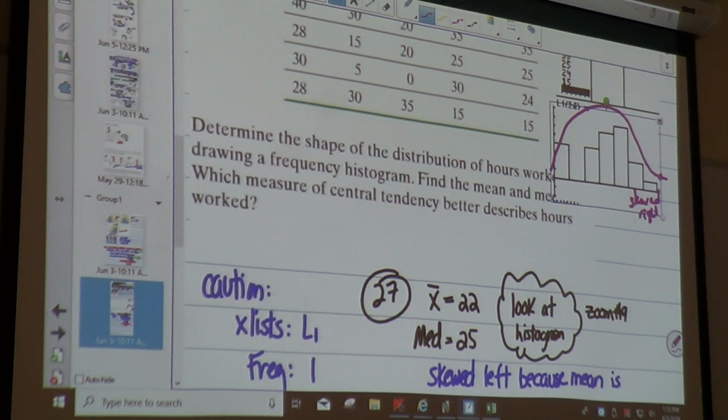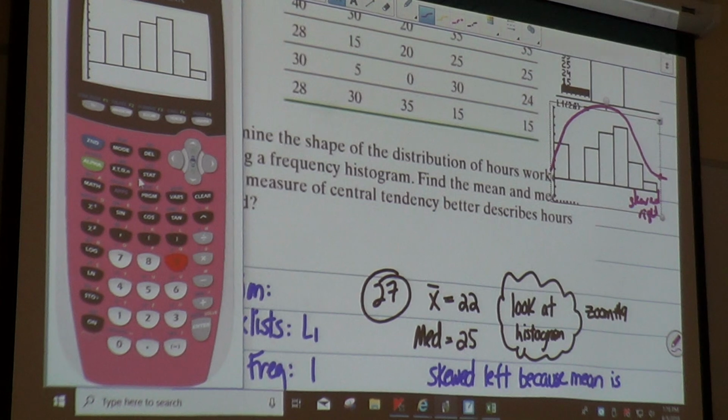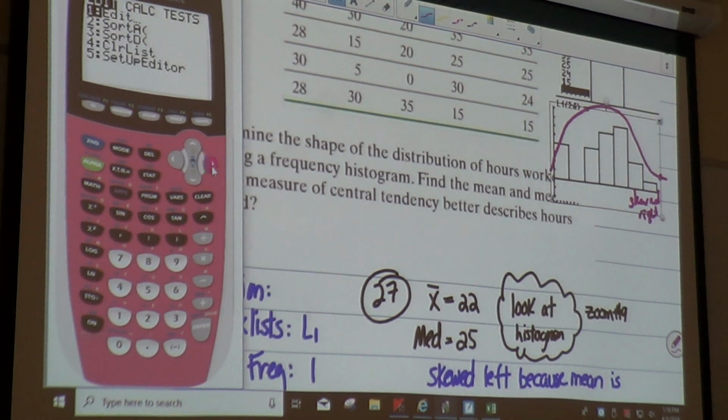I now can go to one var stats and I can look at my mean and I can look at my median. If my mean and my median are equal, then it's symmetric. If my mean is greater than my median or my mean is less than my median, then I can tell if it's definite skewed right or definite skewed left. So let's go and do one var stats. Our data's already in there. So let's do stat, calculate, one var stats.